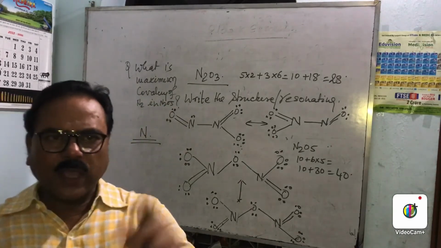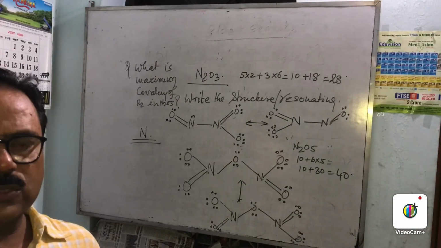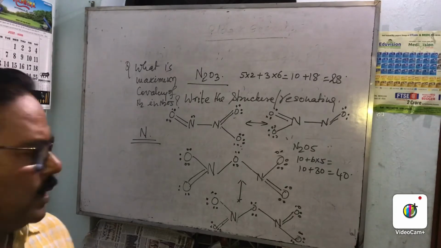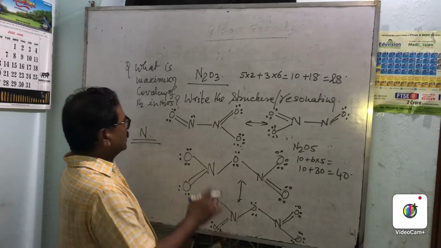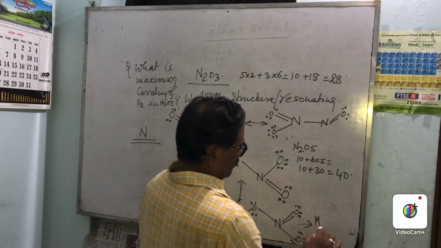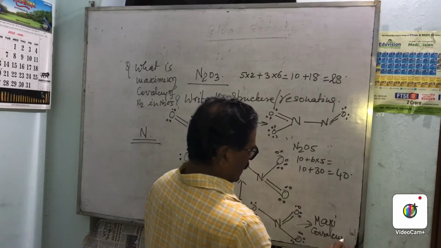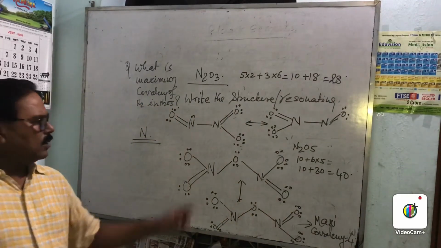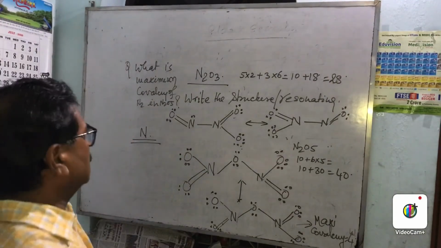If we have the concept that the maximum covalency of nitrogen, due to the absence of d orbitals, is in NH4 plus, that is 4. So you will count here the nitrogen: 1, 2, 3, 4. So what is the maximum covalency? The maximum covalency is 4 in N2O5. The questions are very simple, but you should have a thorough study, then you will be able to answer such questions.